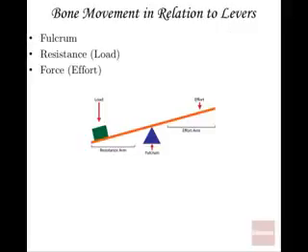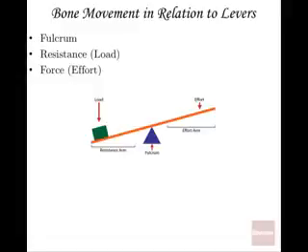When we look at bone movement in terms of you moving a body part, you can relate it to physics. There's a fulcrum, there's a resistance, and there's some kind of force that you're applying. The fulcrum is that point with which this lever is actually working. That's your joints. So let's take your humerus and your ulnar radius.